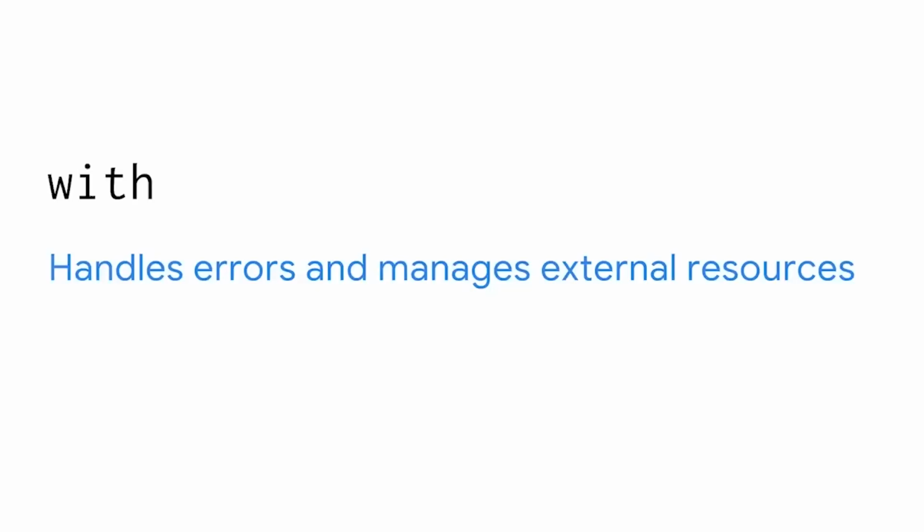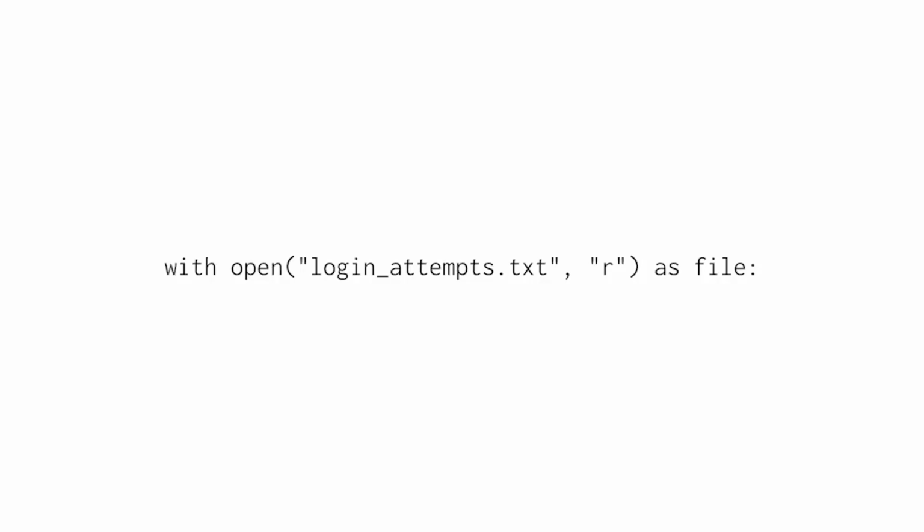We're going to start by typing a with statement. The keyword with handles errors and manages external resources. When using with, Python knows to automatically release resources that would otherwise keep our system busy until the program finishes running. It's often used in file handling to automatically close a file after reading it. To open files and then read them, we write a statement that begins with the keyword with.